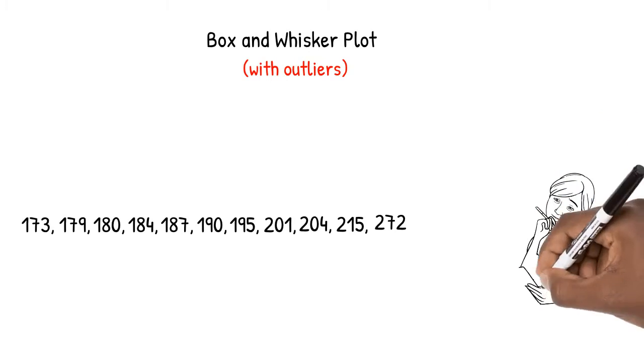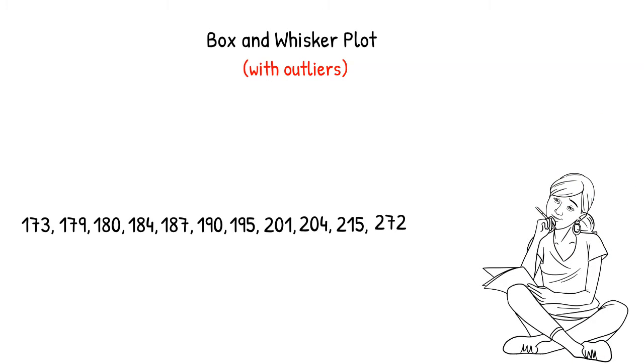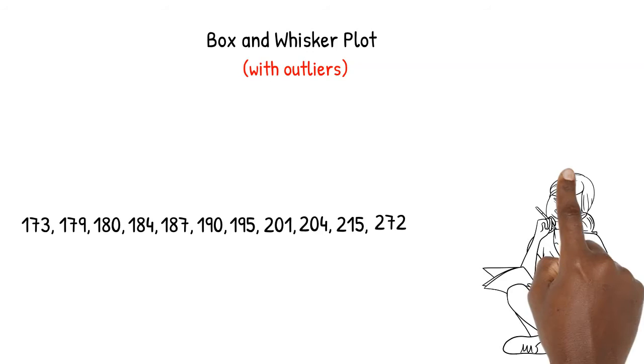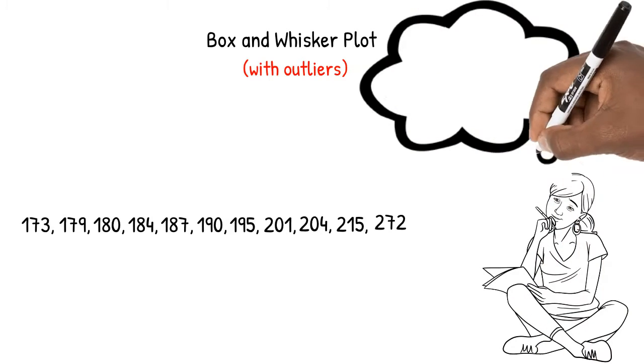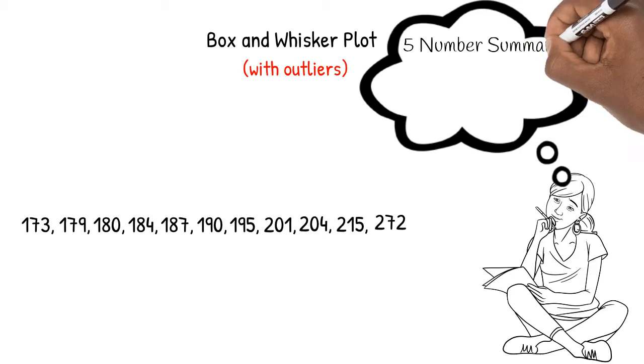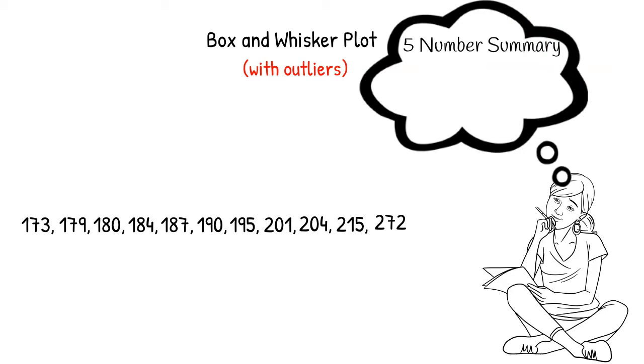In this video, we'll learn how to draw a box and whisker plot that might have an outlier. In some of our previous videos, recall that we looked at how to determine a 5-number summary using the weights of a group of men. We'll need these values for our box and whisker, so let's do a quick review.